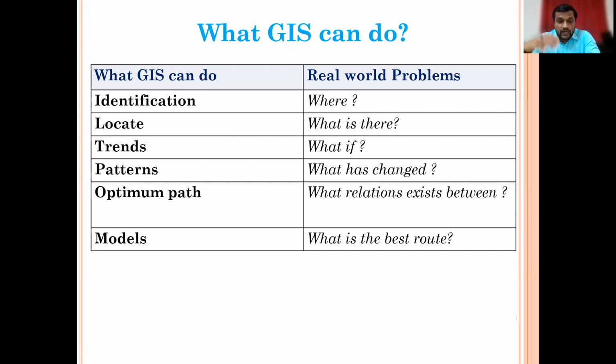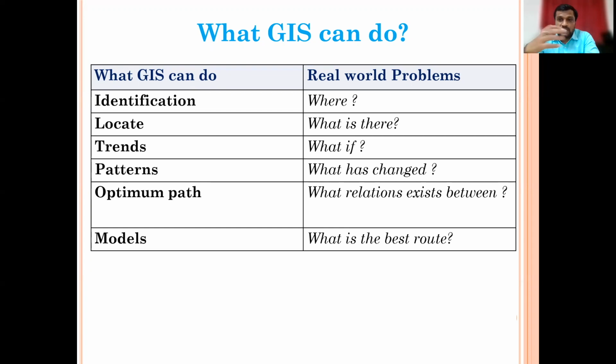GIS helps us to find the optimum path, meaning it helps us to find out the relationship between different objects, different features on the Earth's surface. And it can be used for developing some model, some best optimal model to solve any real world problem. So GIS helps us to identify, to locate, to see the trends, to analyze the pattern, to find out the optimum path, and for development of a model to solve any real world problem.